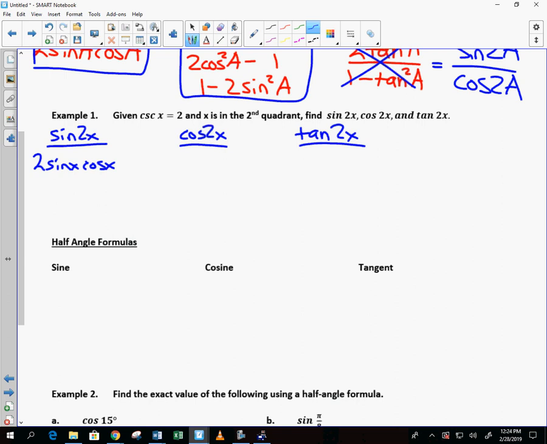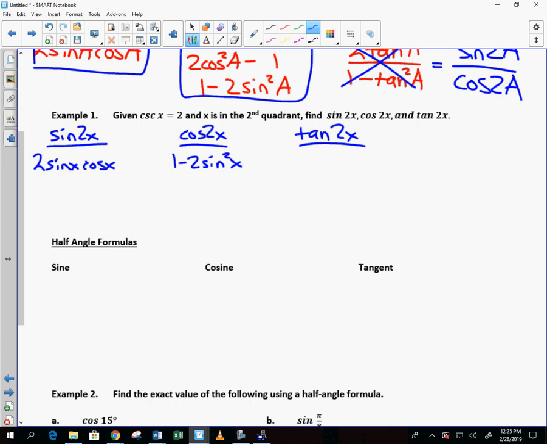Do you remember which formula I like to use for cosine of 2x? 1 minus 2 sine squared of x. And we're going to leave the tangent one alone because I'm going to use that for effect in a little bit. Everybody okay? And I just think the math works out better. I do. Look at this situation.